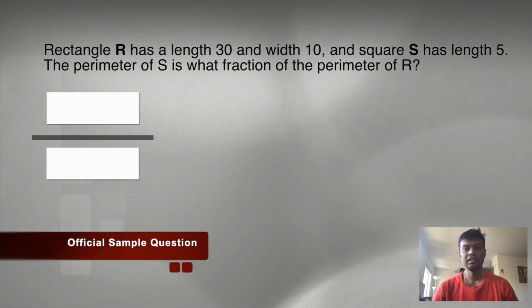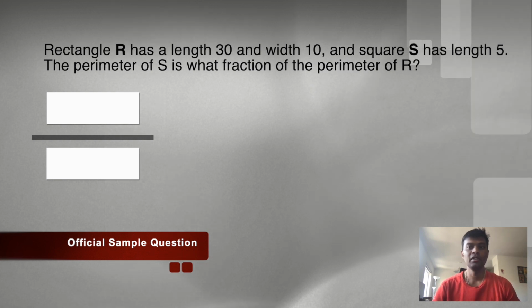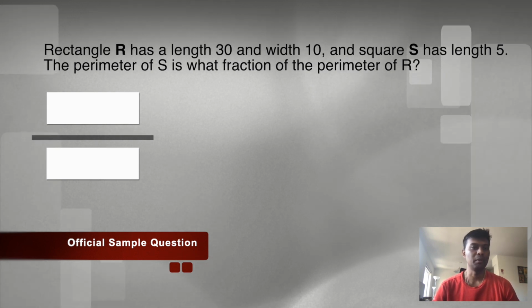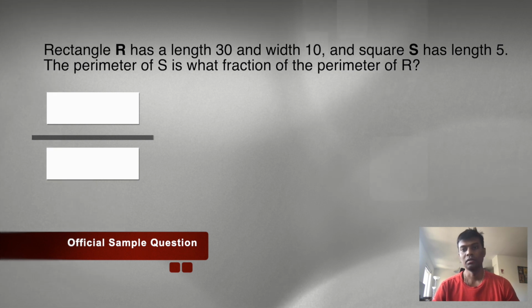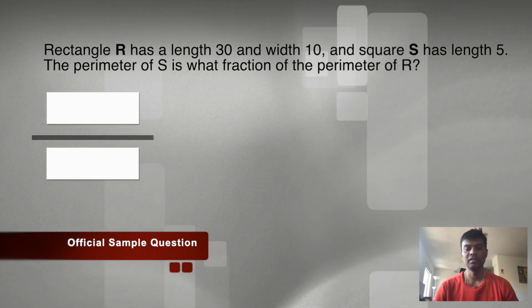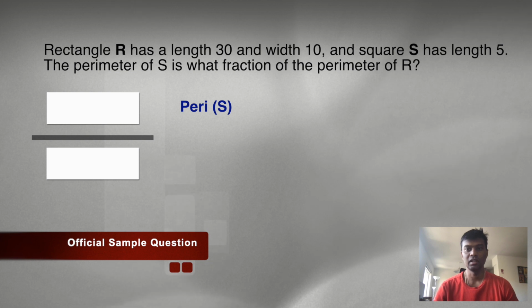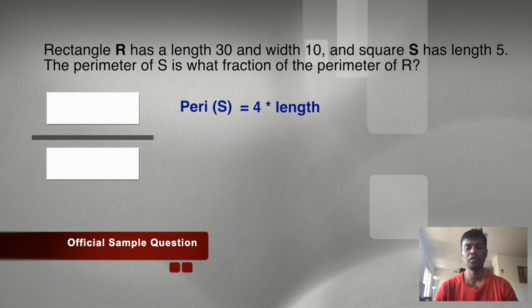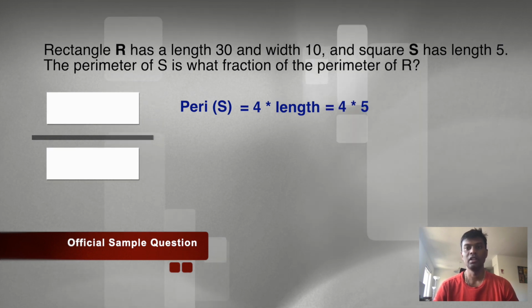Rectangle R has length 30 and width 10, and the square S has length 5. The perimeter of S is what fraction of the perimeter of R? So the numerator in this case is the perimeter of S, which is given by 4 times the length of the side of square S, which is 4 into 5, which gives us 20.